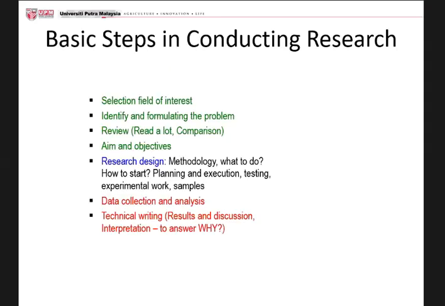So the basic steps in conducting research: select a field of interest, identify, review, aims, research design, data collection, and technical writing. This research design is at the center of conducting research. What is research design? That is before, that is after. Now at this point you should have the aim and objective, but you have to plan how this study is to be undertaken.